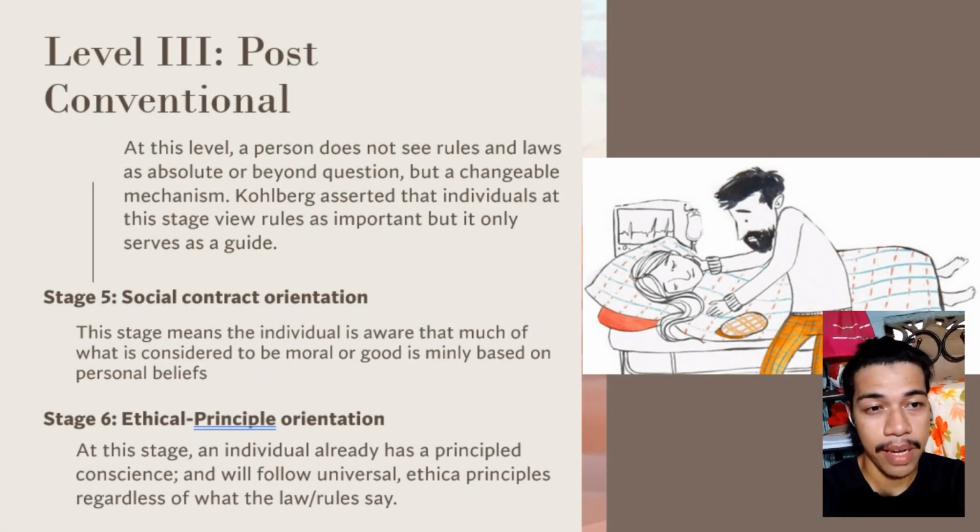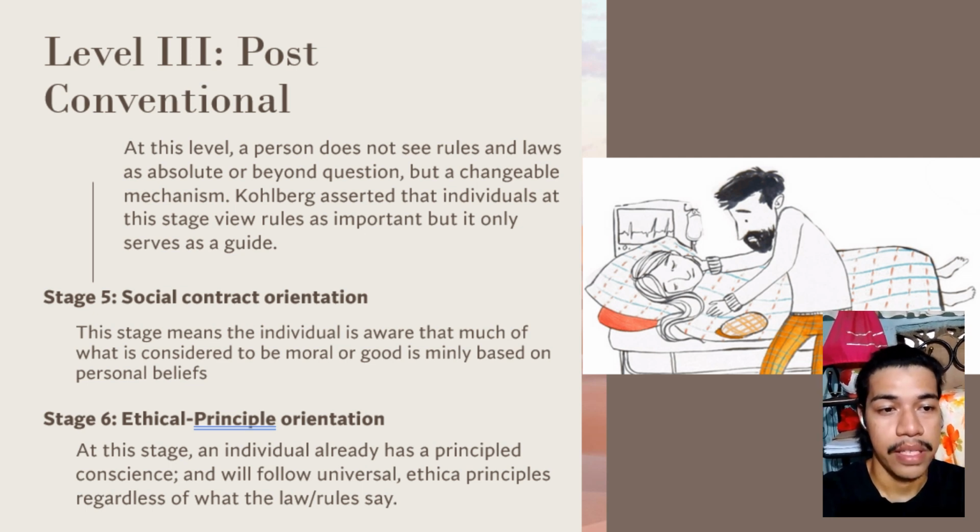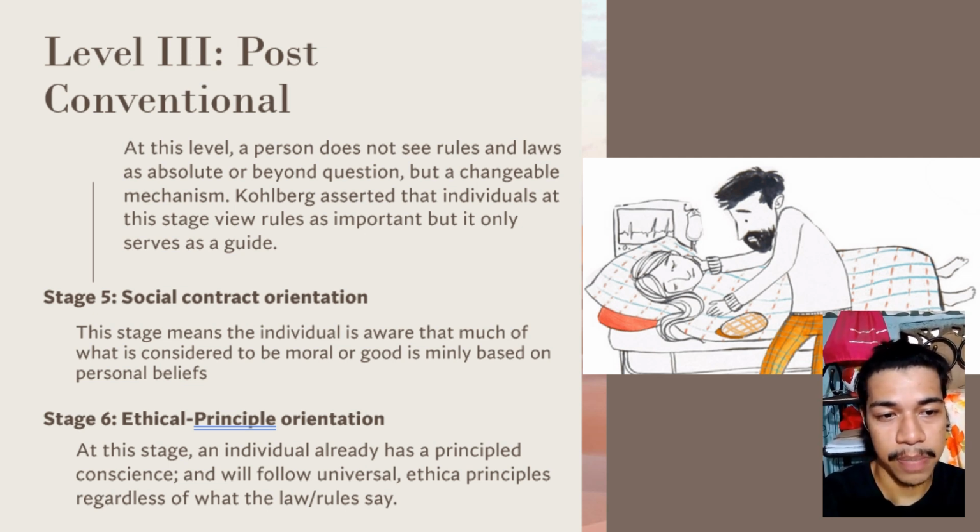This slide explains Kohlberg's post-conventional level of moral development, where individuals see laws as flexible rather than absolute. In Stage 5, social contract orientation, people recognize that morality is based on personal beliefs rather than strict rules. In Stage 6, ethical principle orientation, individuals follow universal ethical principles guided by conscience, even if they go against laws or societal norms.